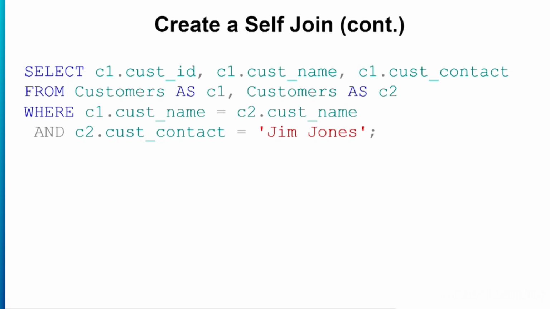The first instance of customers we've called C1. The second instance we've called C2. This way we can explicitly use a fully qualified table.column name in the select list, and the where clause can join them properly as well. Now, why would you want to do this? Let's take a look at how it runs inside the environment.